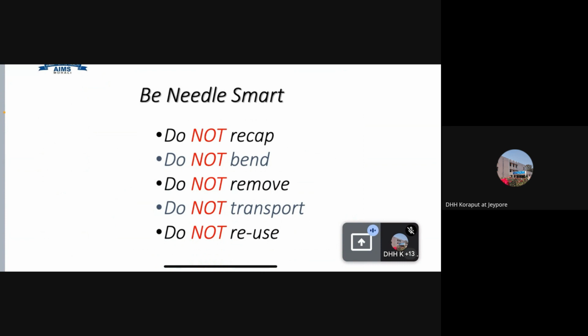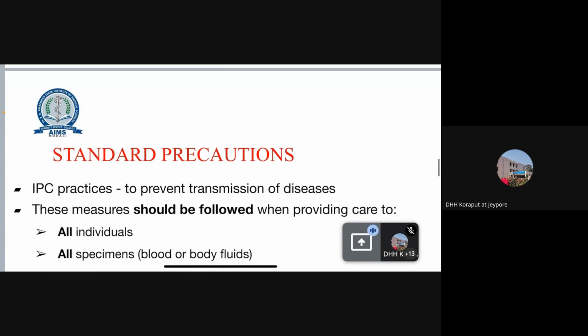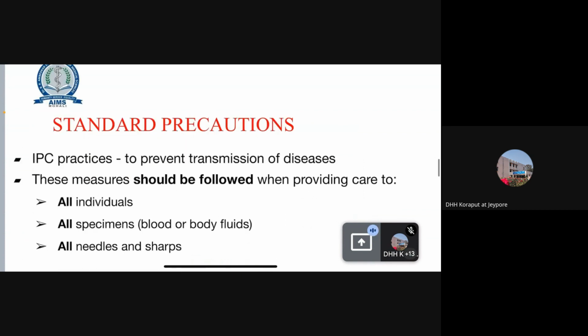But another very, very important component of this IPC, infection prevention and control program, is prevention. So we are looking at how we can simply prevent it. The term which is now being used is called standard precaution. Earlier the term was universal precaution, but now it is not being used, and we are using standard precaution. So what is it?